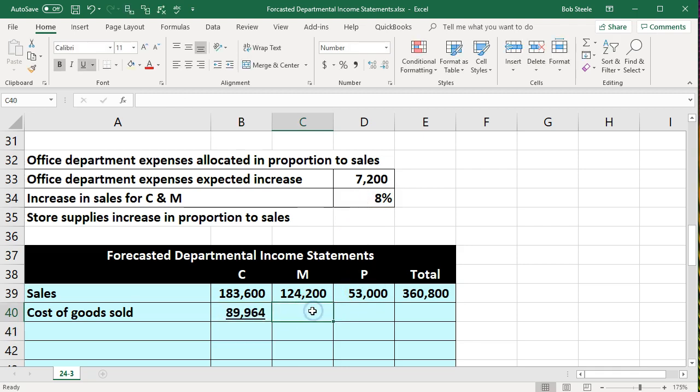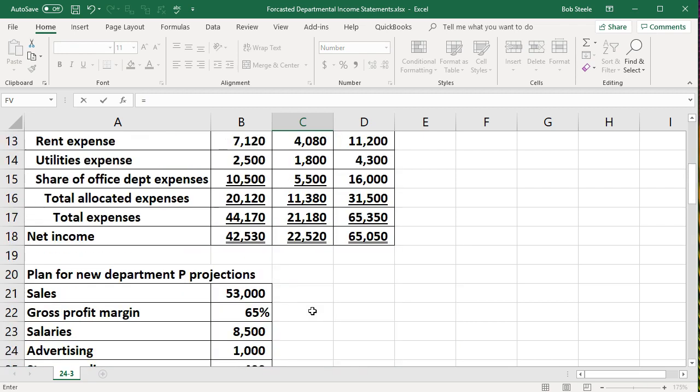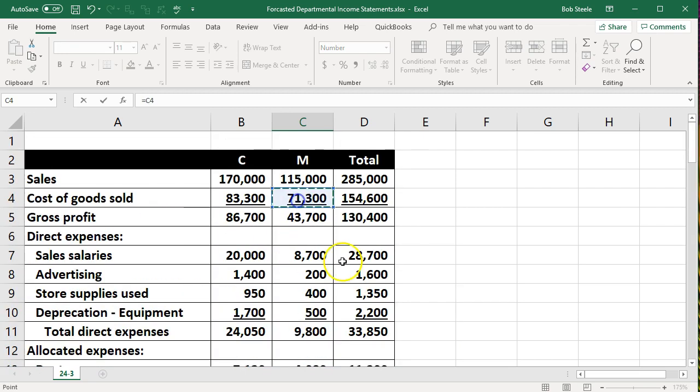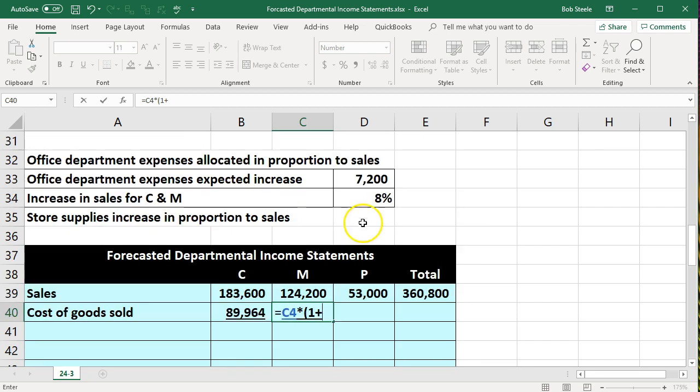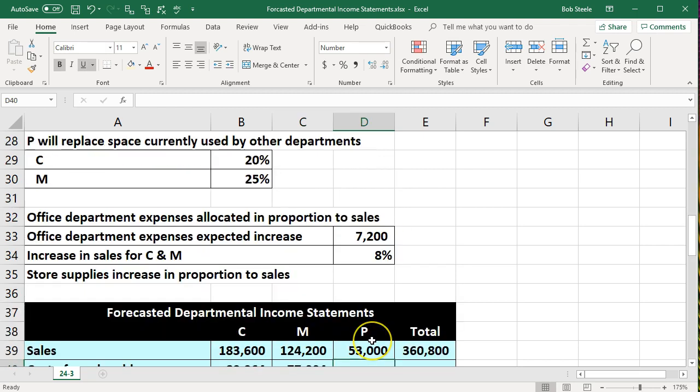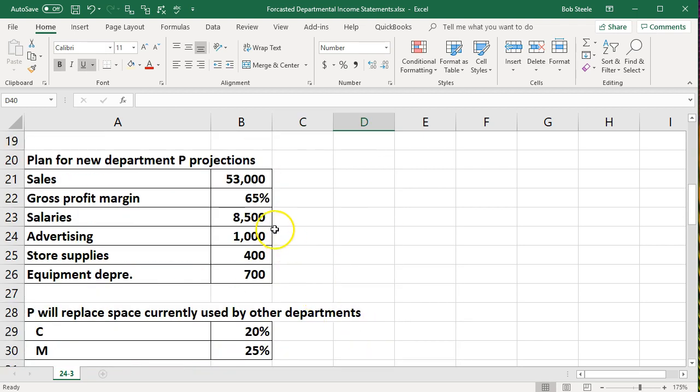We'll do the same for M. M equals, scrolling up, the 71.3 times, scrolling back down, brackets, 1 plus, and then we're going to pick up this 8%, brackets, enter. Now for P, we said that there was a gross profit margin of 65%.